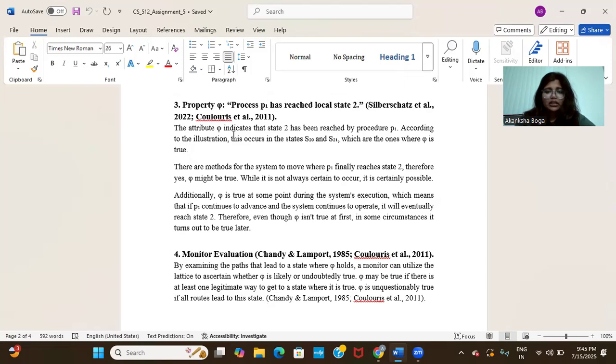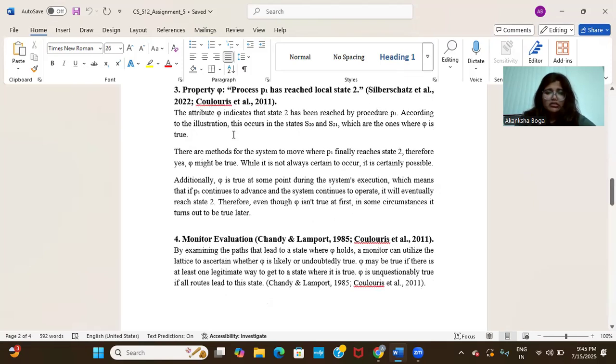So like that. Now let's check where this happens. So in S20, we see yes, P1 has done two steps. In S21, yes, again, P1 has done two steps. So this attribute can be true. It might not happen right away, but that can happen later.